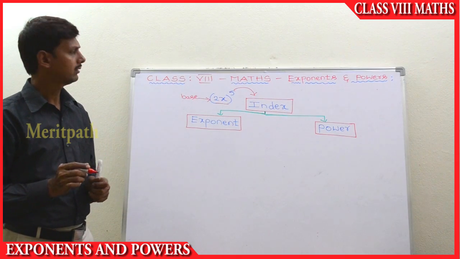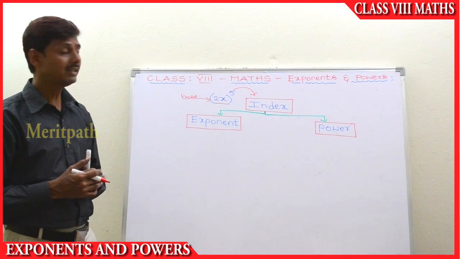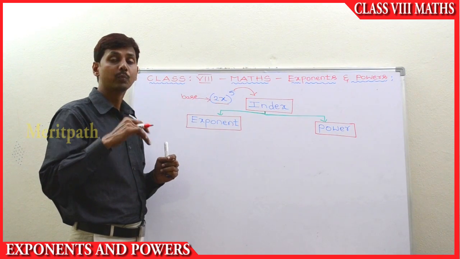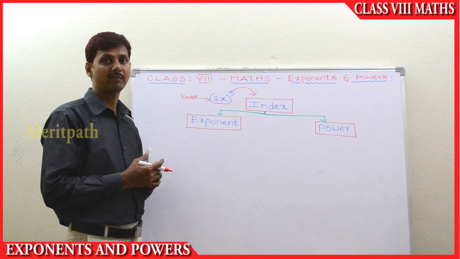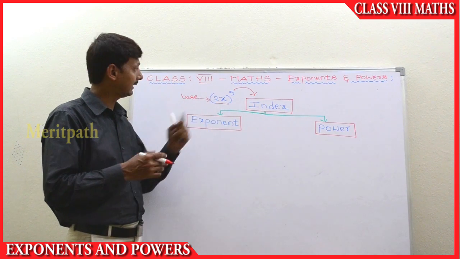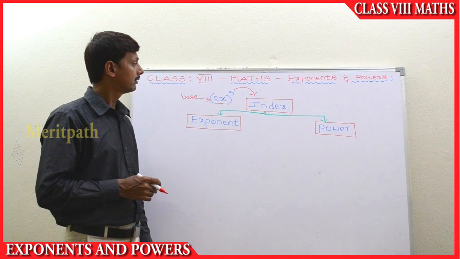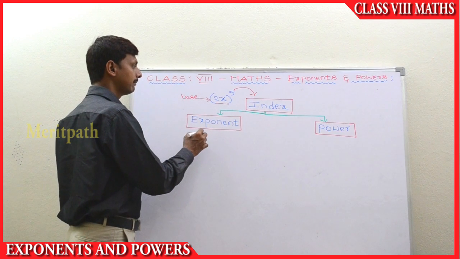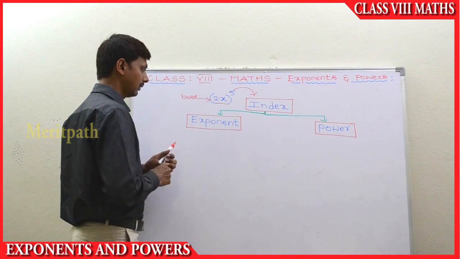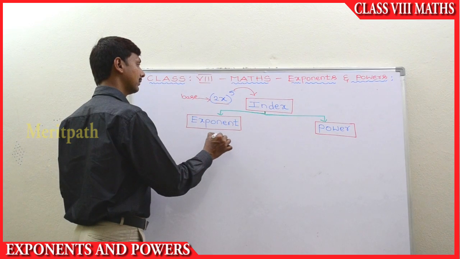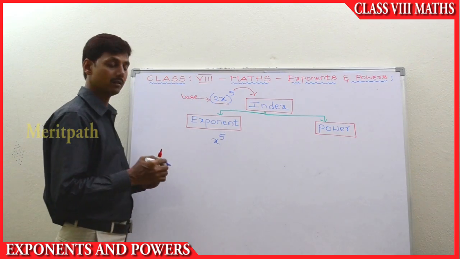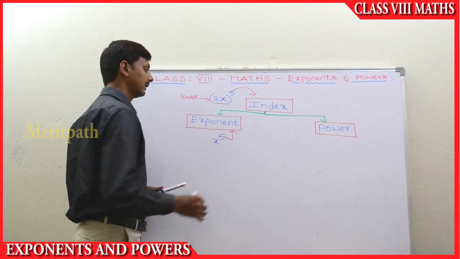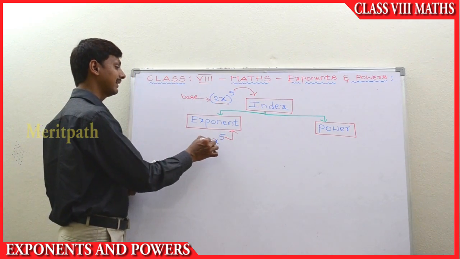So the index can be anything, like it has a base of a numerical value and also a variable. Both are present in (2x) whole to the power of 5. So for example, if the base is a variable x to the power of 5, then 5 is called the exponent. This 5 is called the exponent and x is the base.